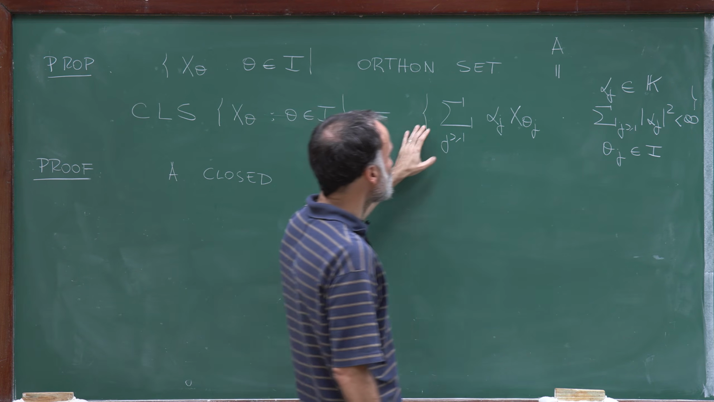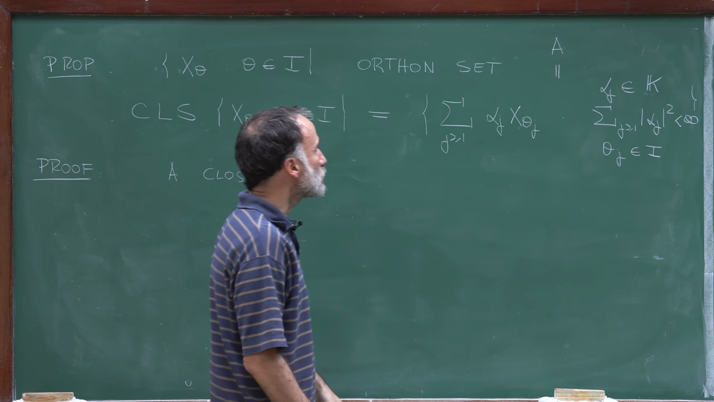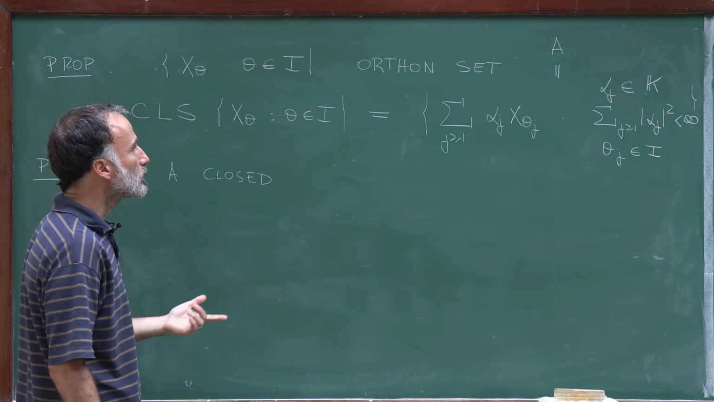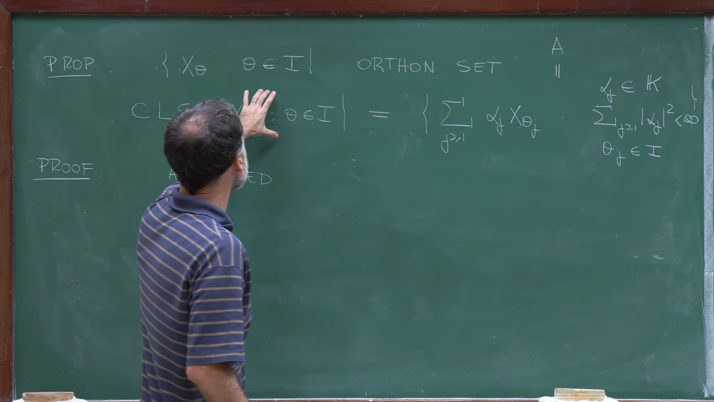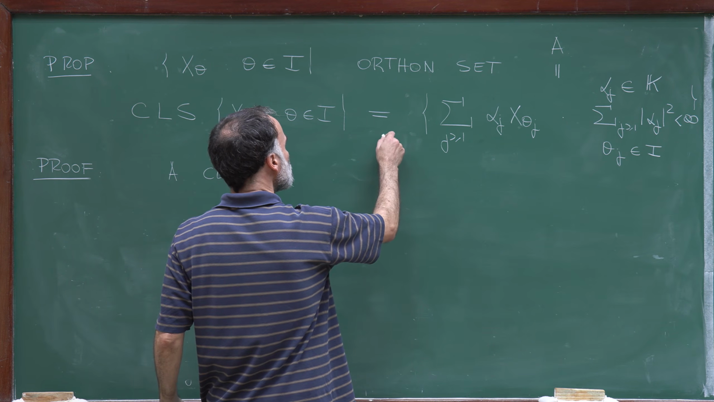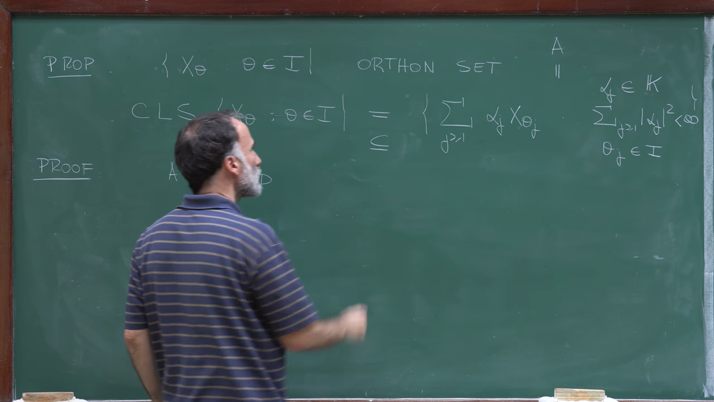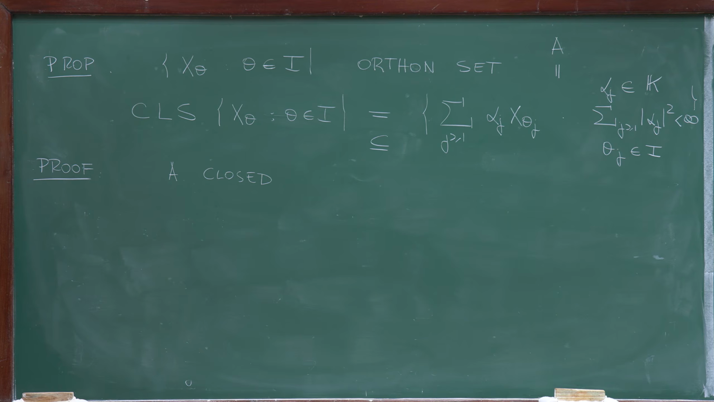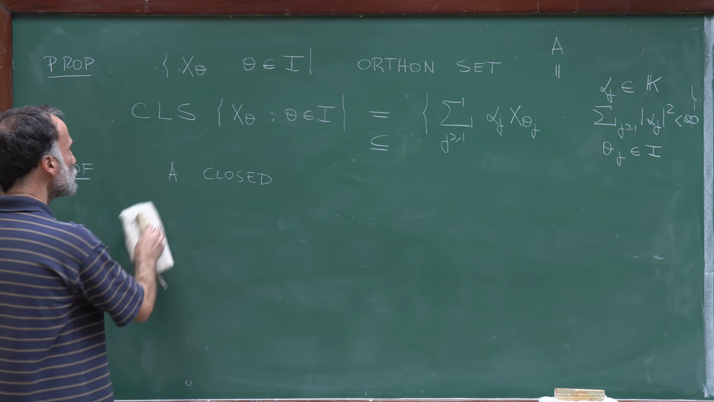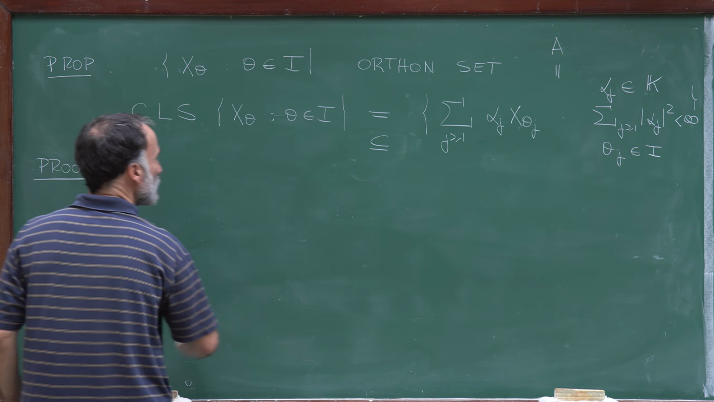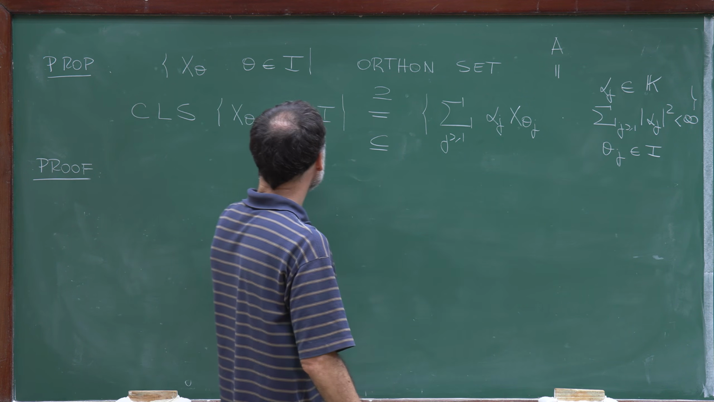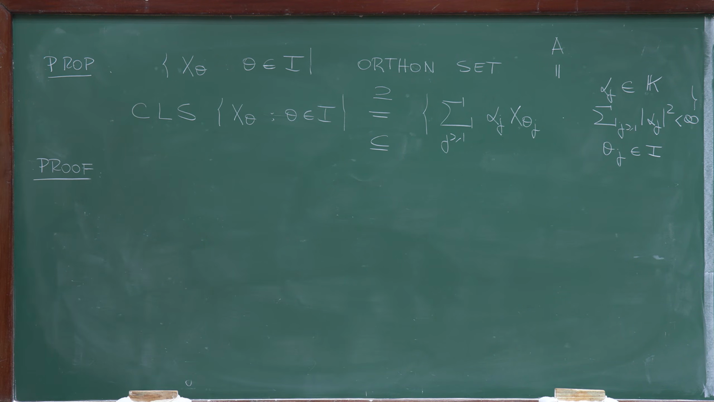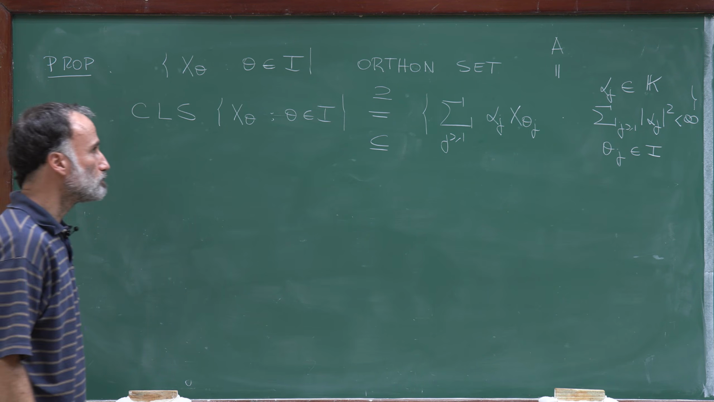So A, remember, is the right-hand side. Since A is a linear and closed set which contains the x theta, it contains the closed linear span. So we proved that the closed linear span is contained in A. And now we have to prove the converse inequality. So we have to show that A is contained in the closed linear span of x theta.